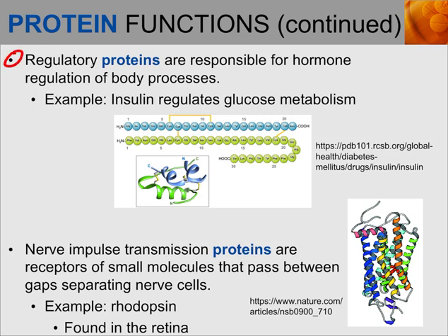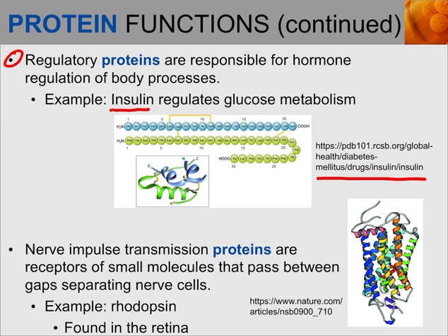Regulatory proteins are responsible for hormone regulation. So one example is the protein insulin, and this regulates glucose metabolism. So this is a key protein. If someone has diabetes, for instance, they might need insulin. And actually, you'll notice I did post some links with each picture, so you can always go and read more about these if you are interested in them.